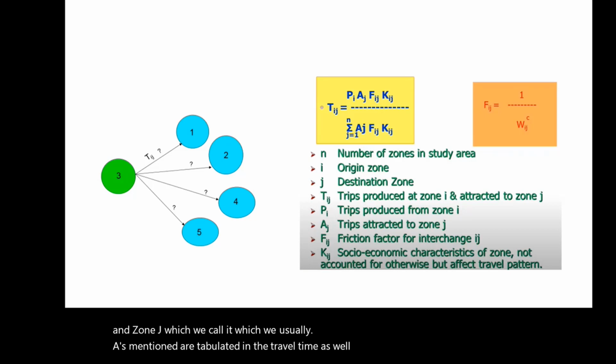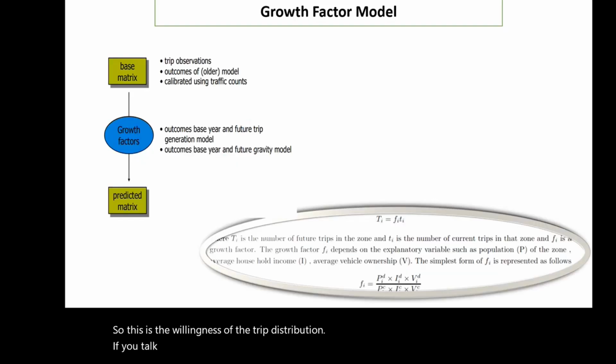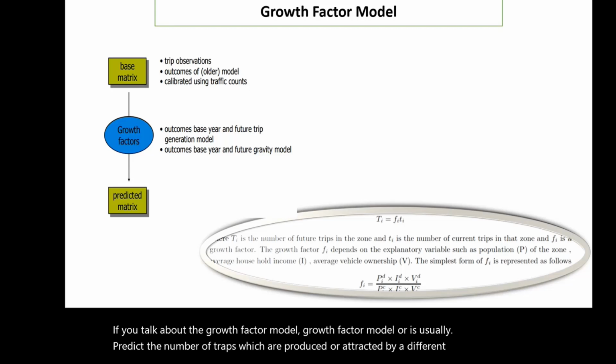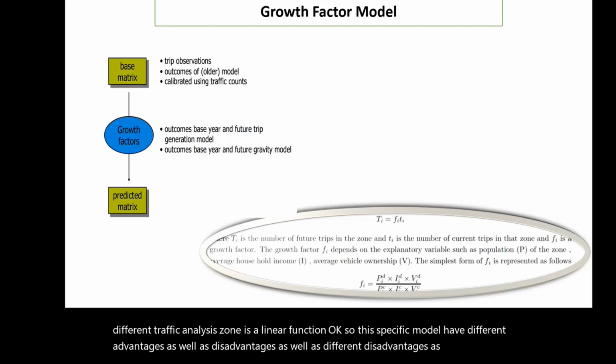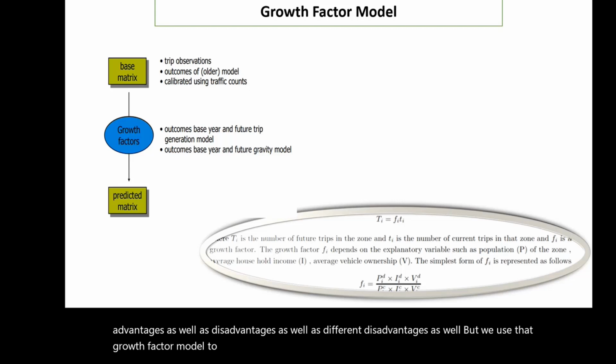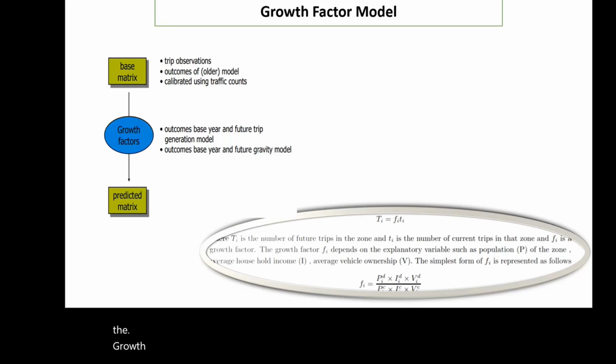While Kij, we usually assume, is the growth factor. The growth factor model usually predicts the number of trips which are produced or attracted by a different household or different traffic analysis zone as a linear function. Okay, so that specific model has different advantages as well as different disadvantages. But we use that growth factor model to calculate the trip distribution as well. Okay, so we will talk about the growth factor model as well as the gravity model.